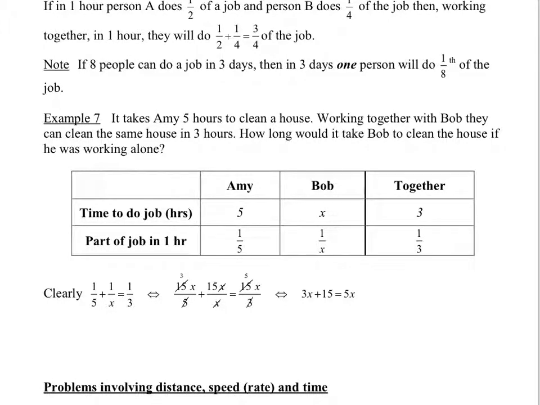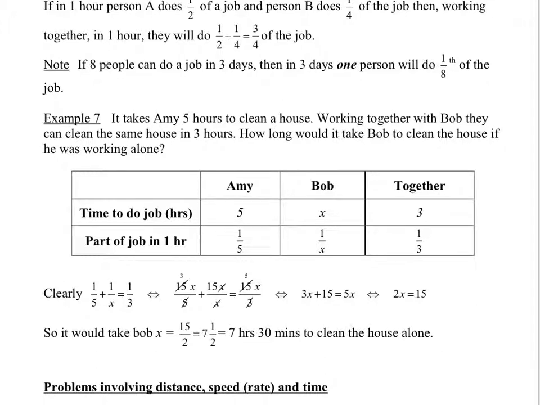And that's something that's fairly easy to solve. We get 2x equals 15. So it would take Bob 15/2 hours. Another way of writing 15/2 is 7.5 or 7 hours 30 minutes to clean the house alone.